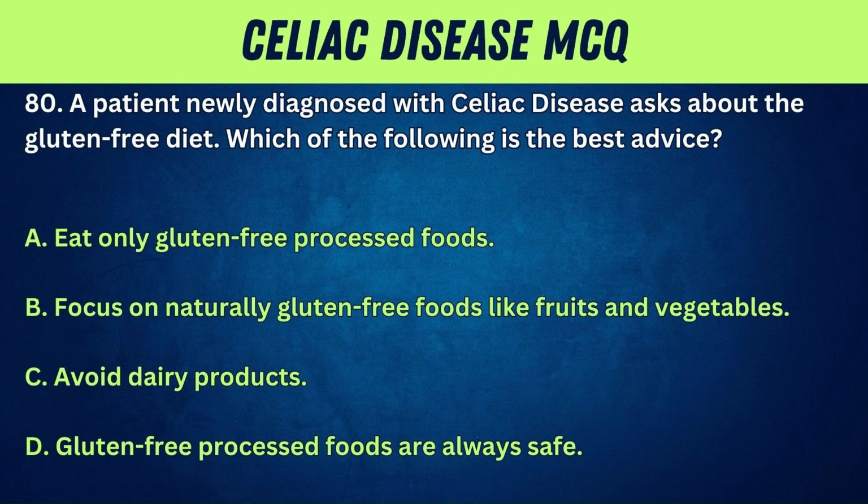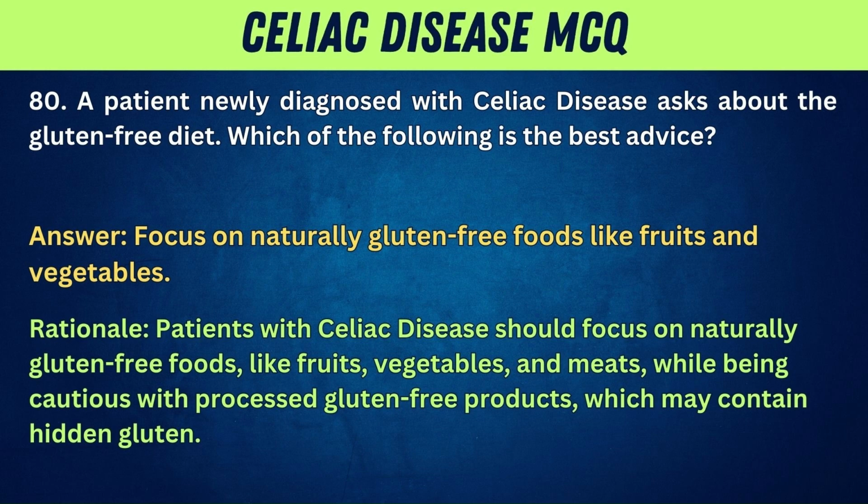80. A patient newly diagnosed with celiac disease asks about the gluten-free diet. Which of the following is the best advice? A. Eat only gluten-free processed foods. B. Focus on naturally gluten-free foods like fruits and vegetables. C. Avoid dairy products. D. Gluten-free processed foods are always safe. Answer: focus on naturally gluten-free foods like fruits and vegetables. Rationale: patients with celiac disease should focus on naturally gluten-free foods like fruits, vegetables, and meats, while being cautious with processed gluten-free products, which may contain hidden gluten.